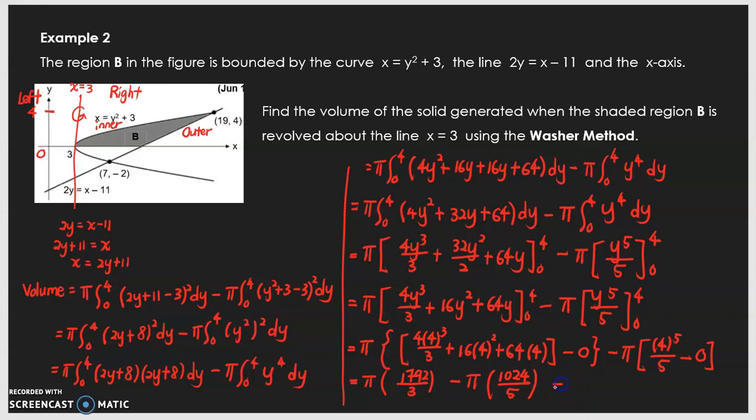So by simplifying this function, the final answer will be 1792 over 3 minus 1024 over 5. So the answer is 5888 over 15 pi unit cube.